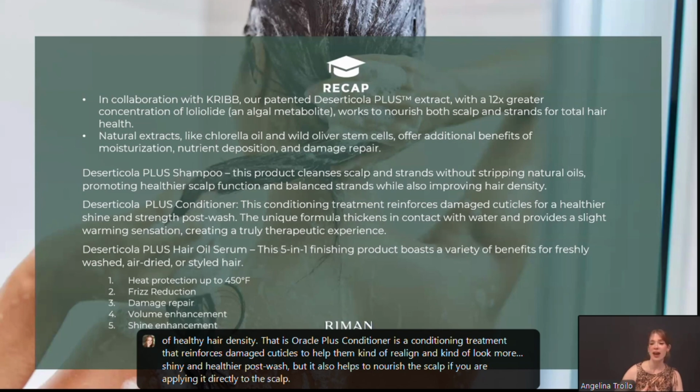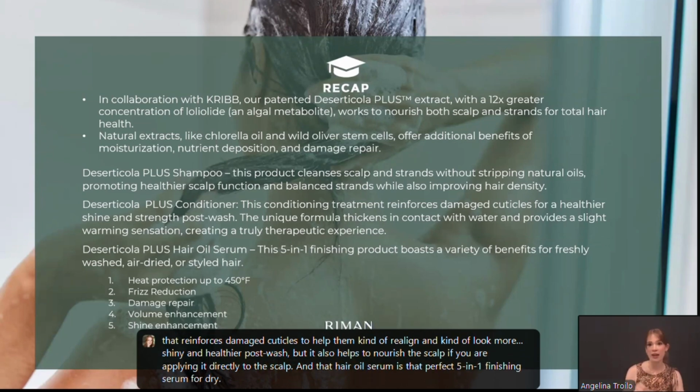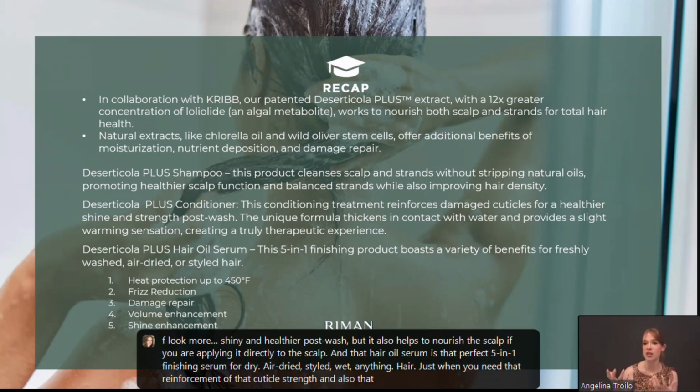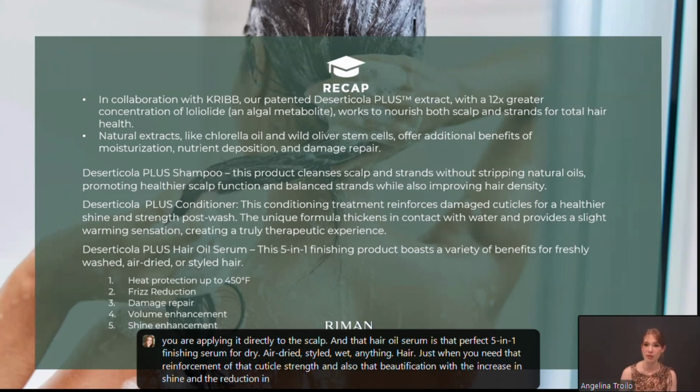And that hair oil serum is that perfect 5-in-1 finishing serum for dry, air dried, styled, wet, anything hair, just when you need that reinforcement of that cuticle strength and also that beautification with the increase in shine and the reduction in frizz.